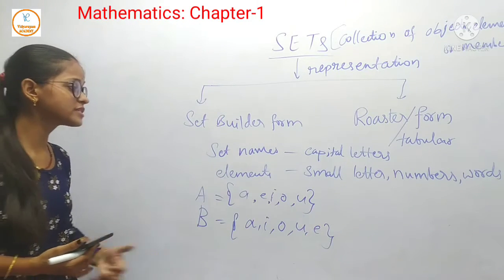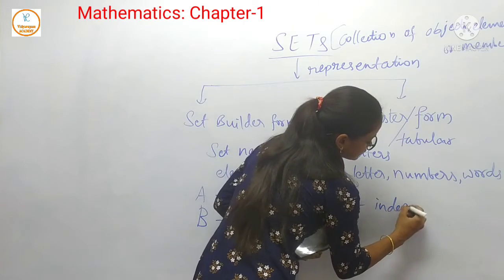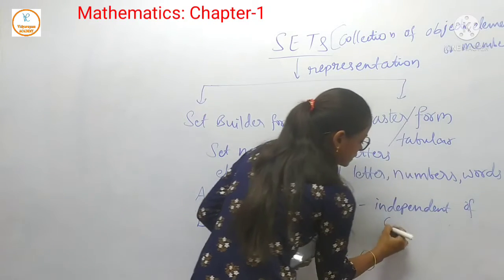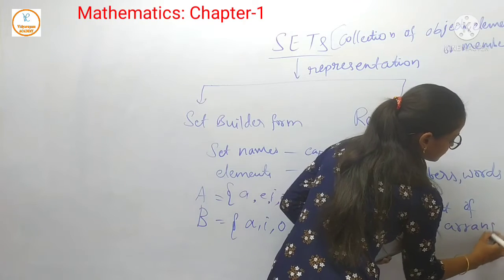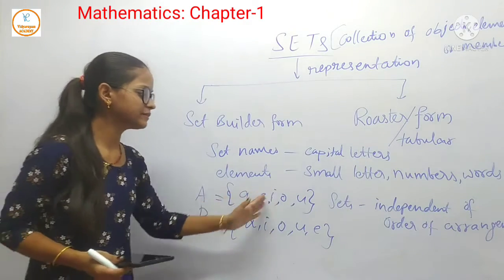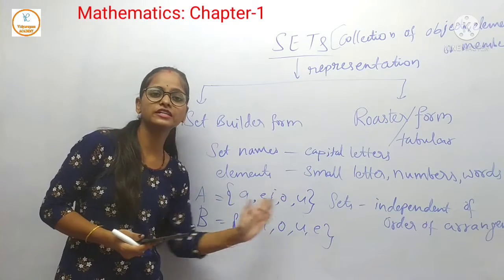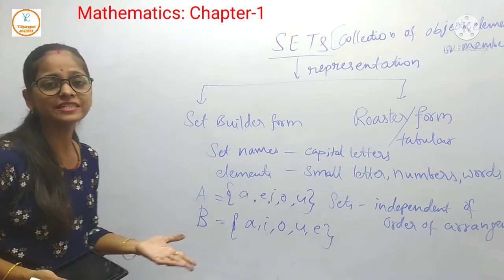Yes, equal, because a set is independent of the order of arrangement. That means we can write it any way. It does not depend on the order, whether it must be in increasing order or decreasing order. We can take the values in any order, and arrange them any way.